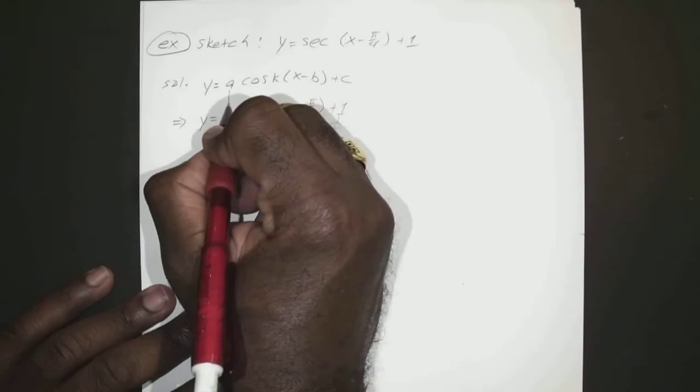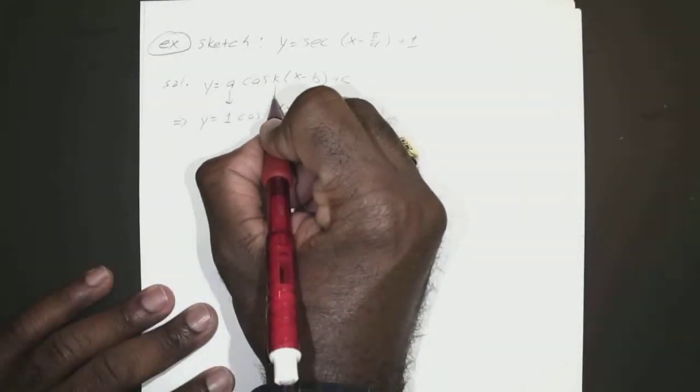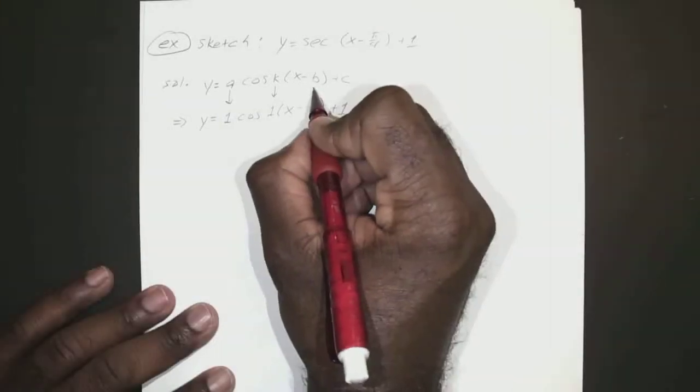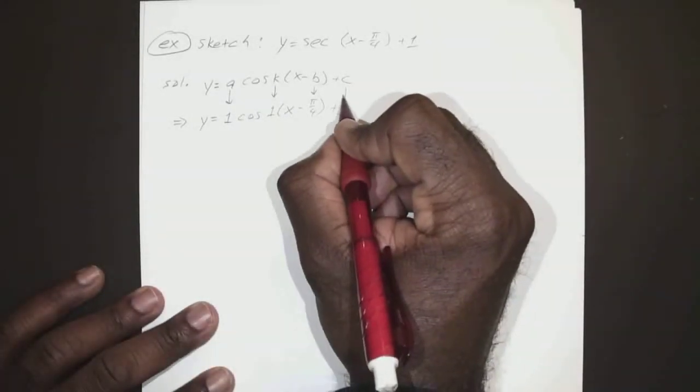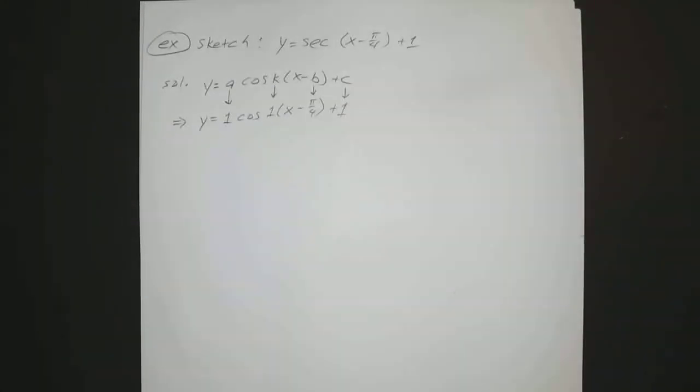Okay, so we know here our a is equal to 1, our k is equal to 1, our phase shift is pi over 4, and our c is equal to 1. That 1 is just where we shift the whole graph up 1 or down 1. Remember, f of x plus c means we're going to shift it vertically up or down c number of places. This just lets us know we're going to get that entire graph and shift it up 1.